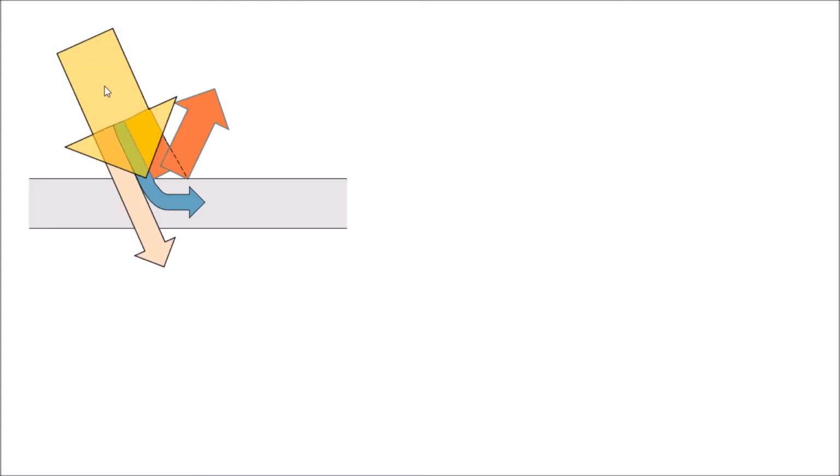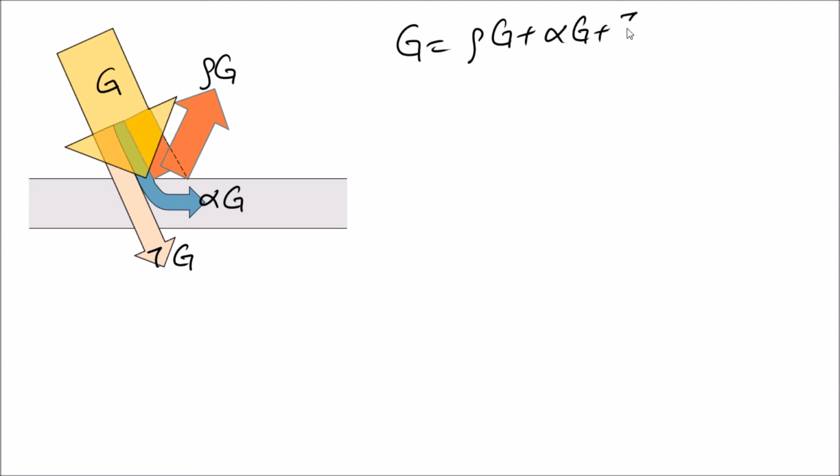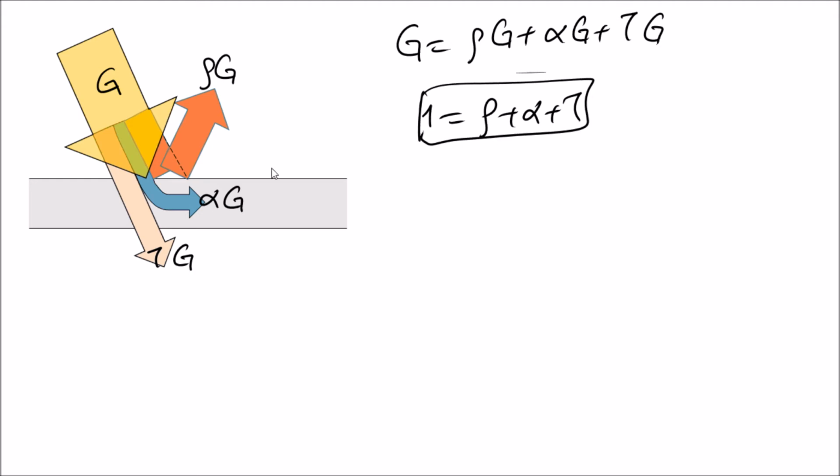And if you go back to our first slide, we said that there is an incident radiation on the body, which is G, and some of it is reflected, some of it is absorbed, and some of it is transmitted. So then G is equal to the reflected portion plus the absorbed portion plus the transmitted portion. If we divide all of them by G, you will have 1 equal to rho plus alpha plus tau, which is very important for radiation problems.